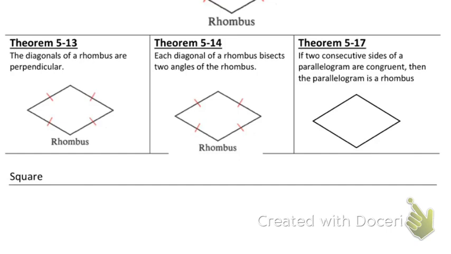Theorem 5.13: the diagonals of a rhombus are perpendicular. Did I say anything about the diagonals being congruent? No. That only is a rectangle. In a rectangle, your diagonals are congruent. With a rhombus, your diagonals are perpendicular to each other. So a drawing of that would look something like that, where I put a 90-degree symbol on there.